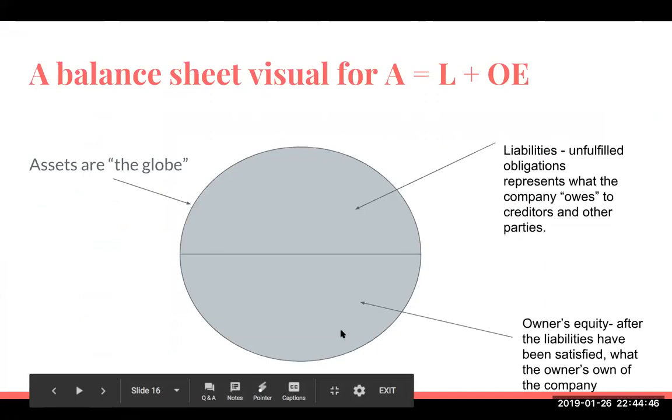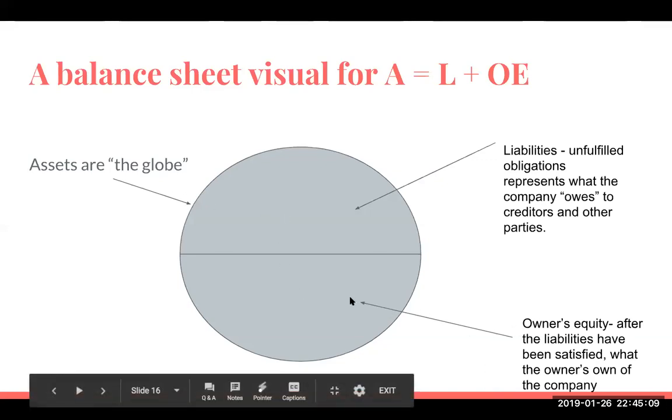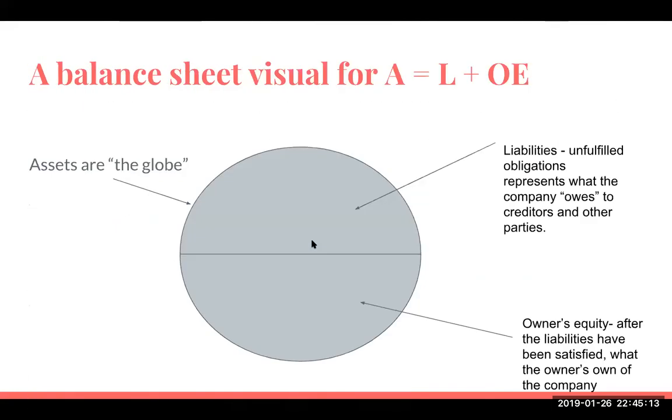That's everything that's giving us future economic benefit. And how are those assets owned, right? Well, there's a liability, which is the unfulfilled obligations. What does a company owe to its creditors and other parties? And if we deduct that from the total assets, we get to owner's equity, or what portion of the total assets the owners own.